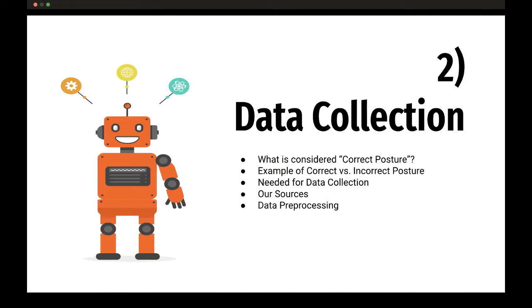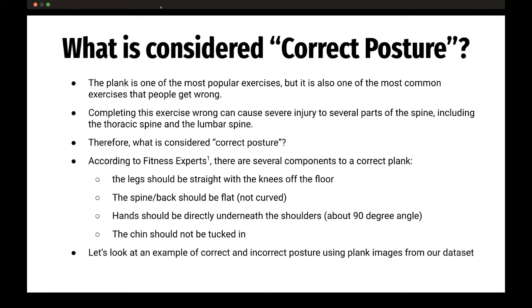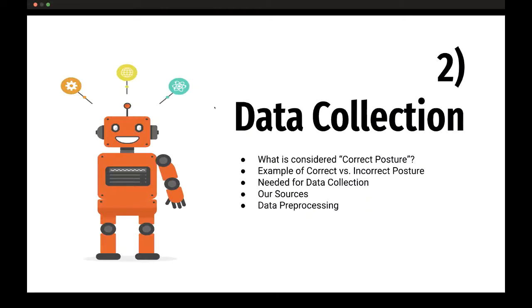All right, so let's talk about data collection. We're going to be talking about what we considered correct posture, examples of correct and incorrect posture, and we'll look at some examples from our data set, what we needed for data collection, where we got our data, our sources, and finally, how we pre-process the data.